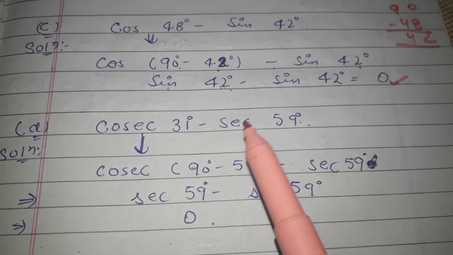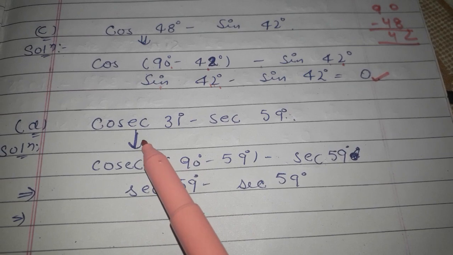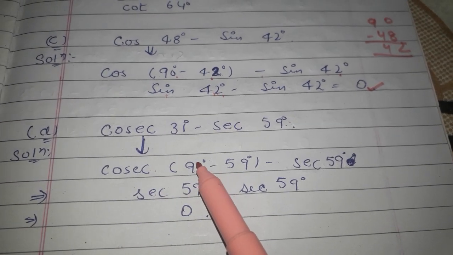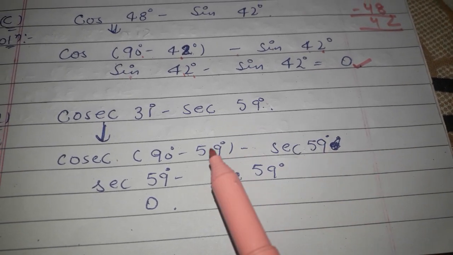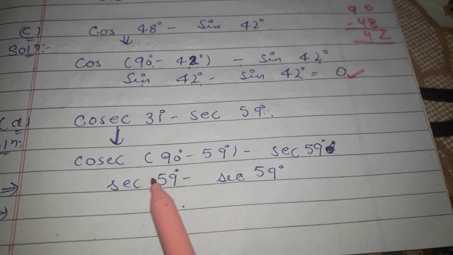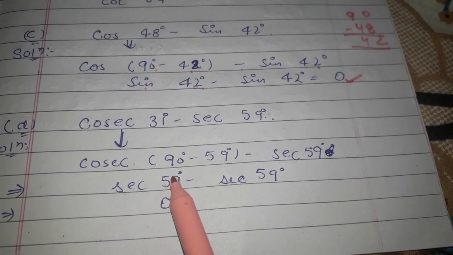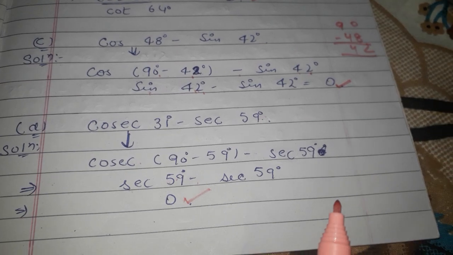Now the D part is cosec 31 degrees minus sec 59 degrees. Similarly, convert cosec 31 degrees to cosec(90 minus the respective number), that is 59. Cosec(90 degrees minus theta) is sec theta. Sec 59 minus sec 59 will be 0.